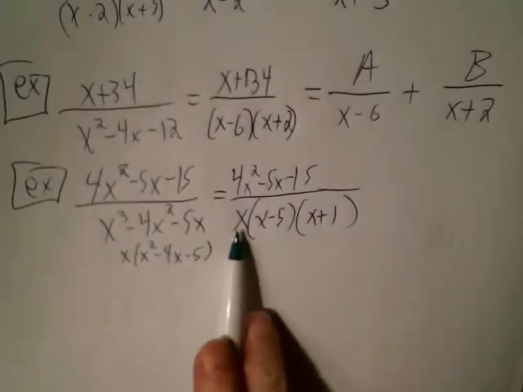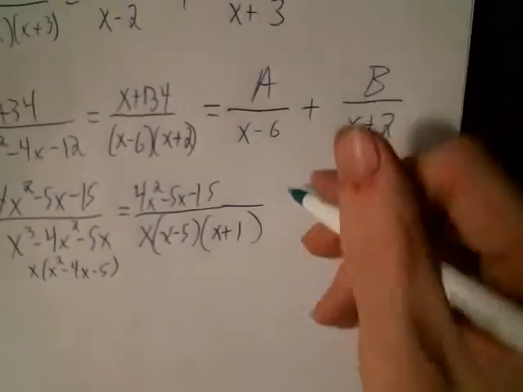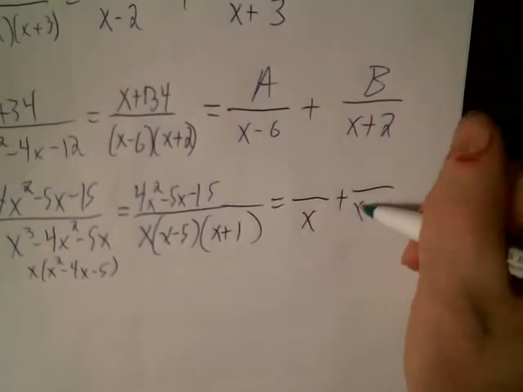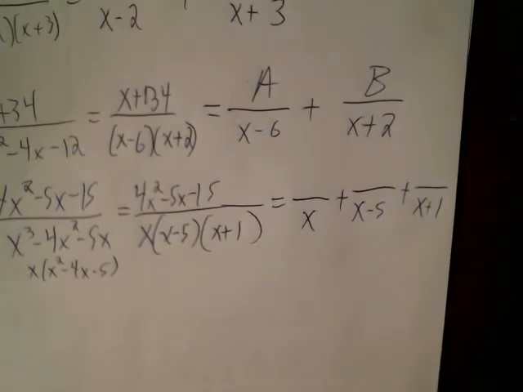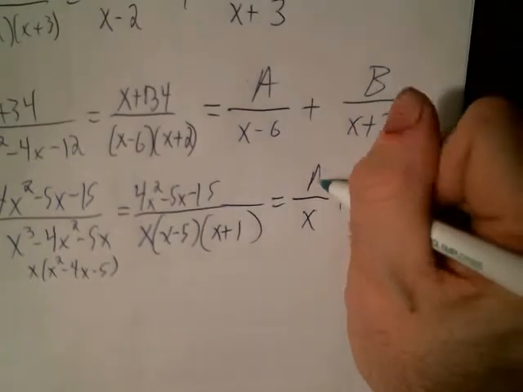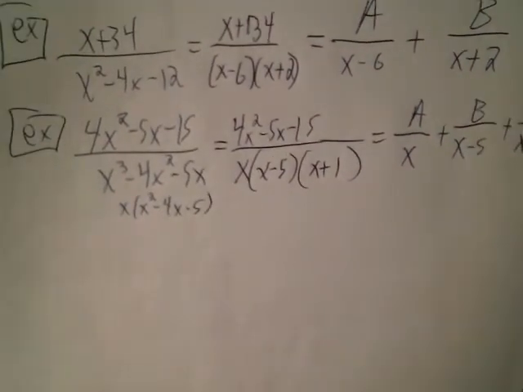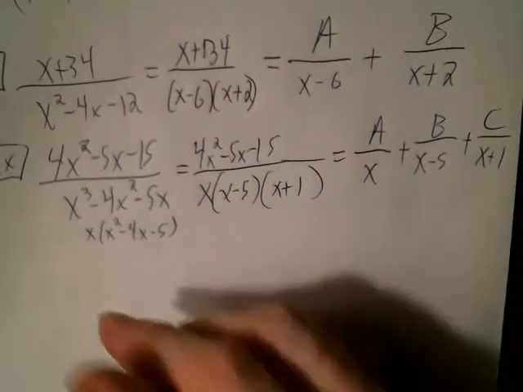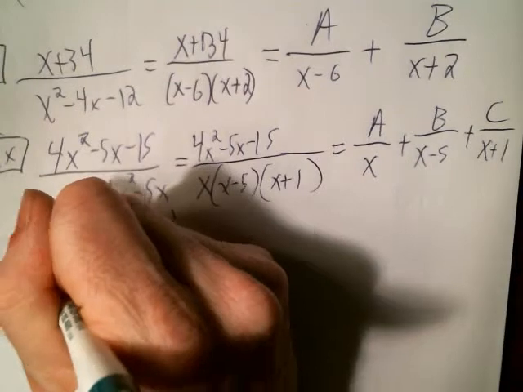And then I need one fraction for each factor. So 1, 2, 3 fractions. I need one fraction for the x, one fraction for the x minus 5, and one fraction for the x plus 1. Okay. Across the top, you go A, B, C. Okay. These are just the setups. We'll get to actually integrating here later. You're just going to have to bear with me as we go through these different forms.